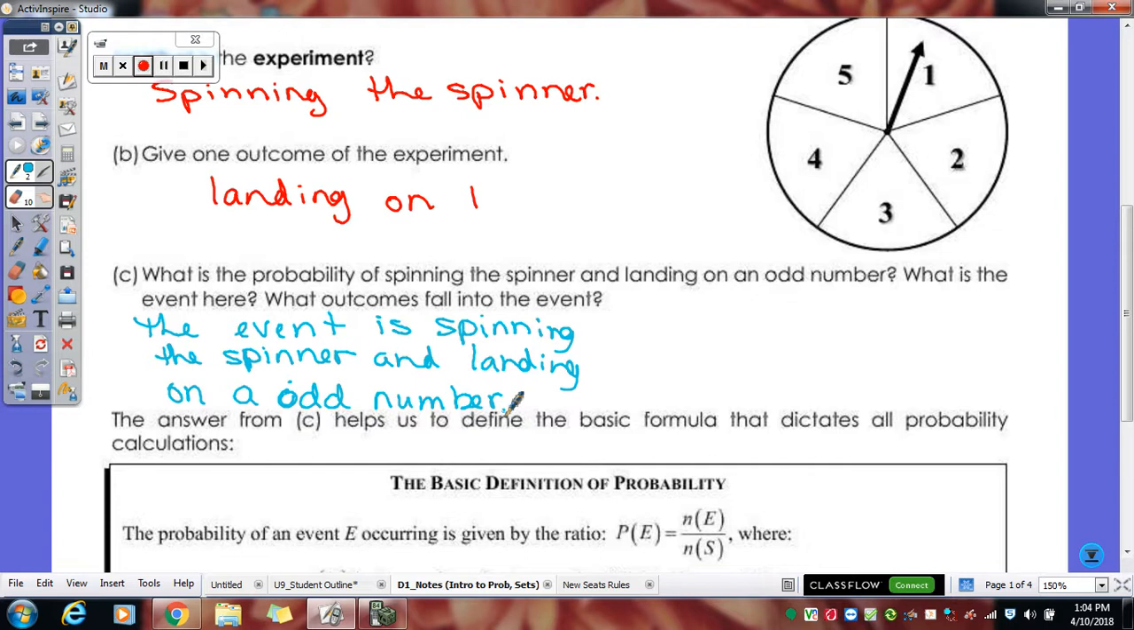What possible outcomes do we have for landing on an odd number? 1, 3, and 5. So now the probability of landing on an odd number, we have 3 odd numbers out of how many? 5. So we would write it as 3 out of 5. Generally, probability is in fraction form. Sometimes they do use the decimal. So on some of my answers, you may see me writing both of them because they go back and forth. So it's either 3 over 5 or 0.6.